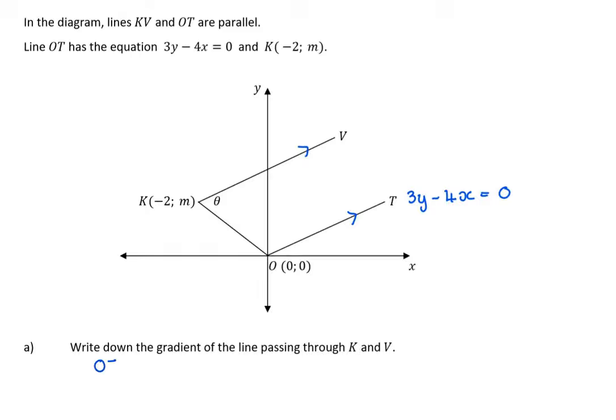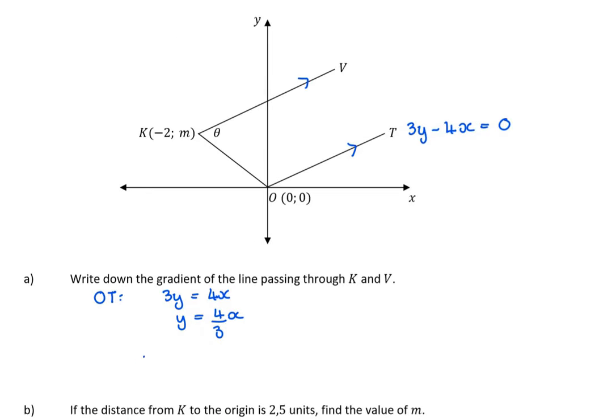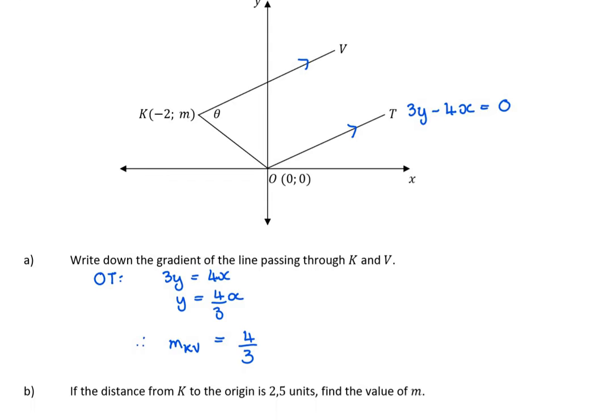Now, OT's equation is not in standard form, so if I write it in standard form, I get y is equal to 4 over 3 x, which is a positive gradient, so that does make sense, but that means that the gradient of KV is also equal to 4 over 3 because the lines are parallel. Now you don't actually have to give a reason for that. Great, so that was that one done.